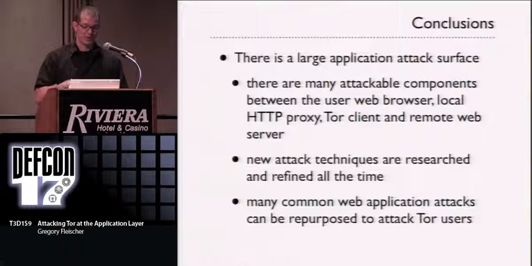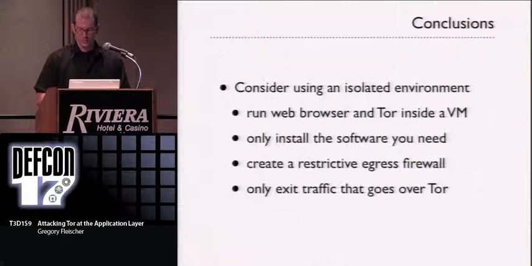Some of the stuff I wrote specifically to get around some of the Tor button restrictions, but there's nothing really groundbreaking about some of this stuff. So what can you do? Consider using an isolated environment. I'm pretty paranoid with this. I always run Tor in a VM, especially when I'm doing research on this stuff because, like I said, it's very easy to just get owned.